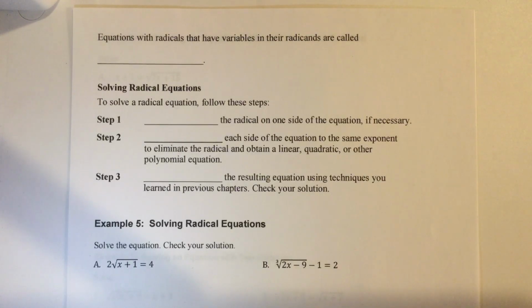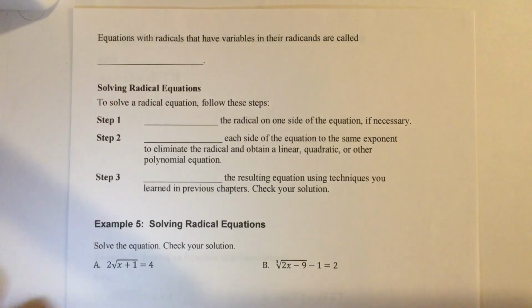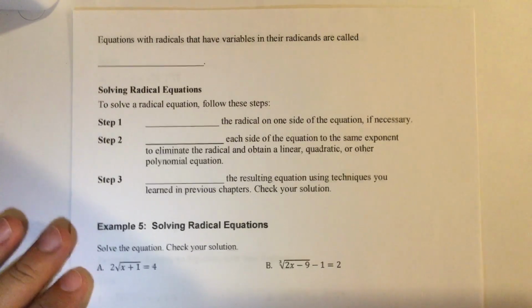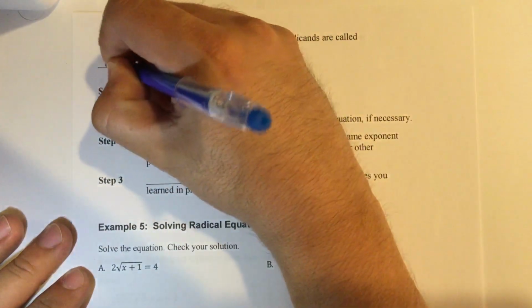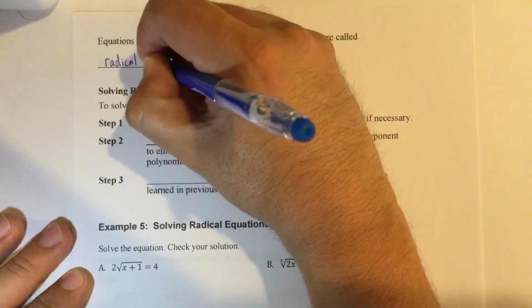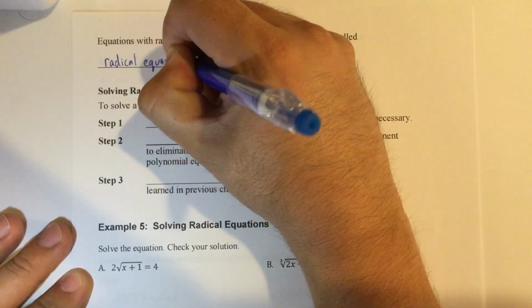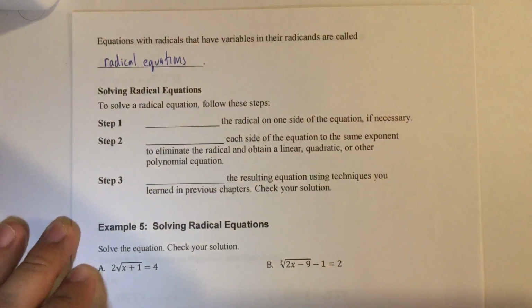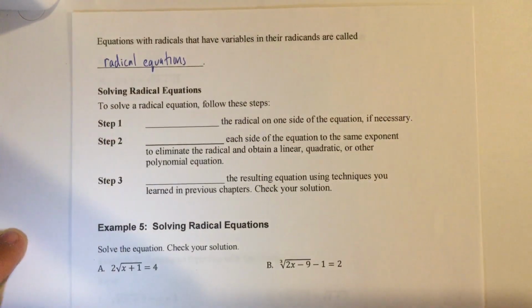Alright, so now we're going to be solving radical equations. So the first part says equations with radicals that have variables in the radicands are called radical equations. Alright, so to solve a radical equation, you're going to follow these steps.